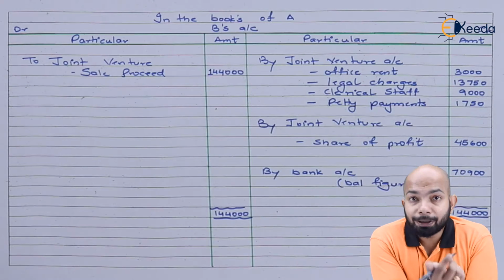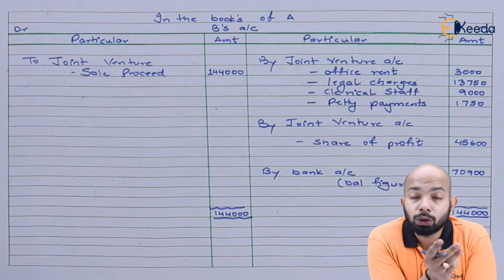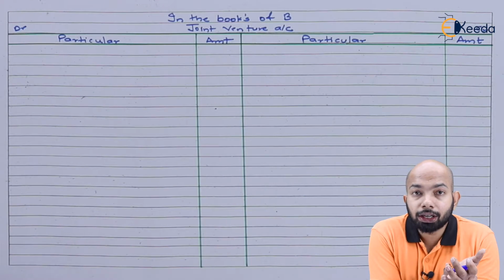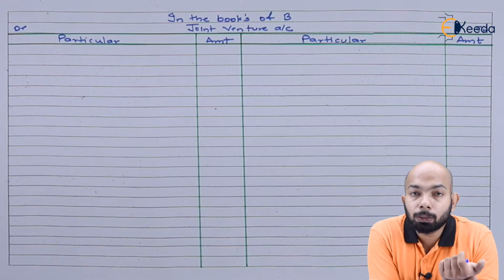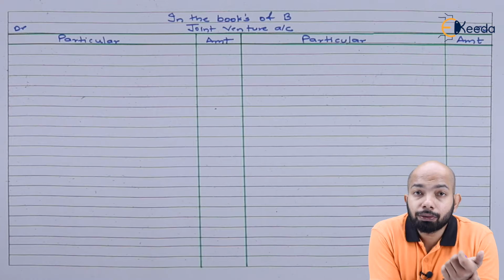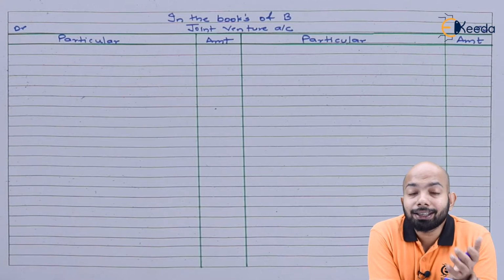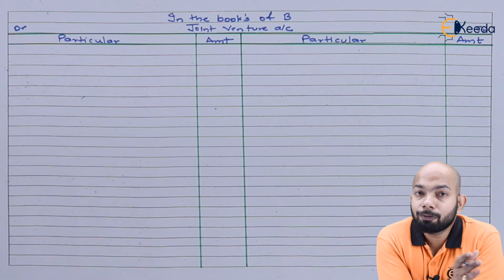Now, whatever we have prepared right now in the books of A, the same thing is what we have to prepare in the books of B. So let's figure out the difference there. Now, in the books of B, we have to prepare the joint venture account. So let's start with the same thing. Again, the expenses that are related to B will be mentioned as by joint venture or to bank account. However, the expenses that are related to A will be mentioned by his co-venturer's name itself, that is by A. So we'll first mention all the expenses that are paid off by B.